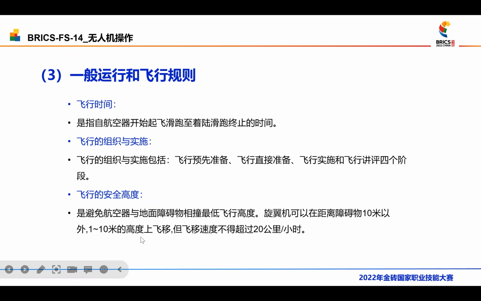Last is the safety altitude of the flight. It is to avoid collisions between the aircraft and ground obstacles. The rotor plane can fly at an altitude of 1 to 10 meters, beyond 10 meters from the obstacles, but the flight speed should not exceed 20 kilometers per hour.